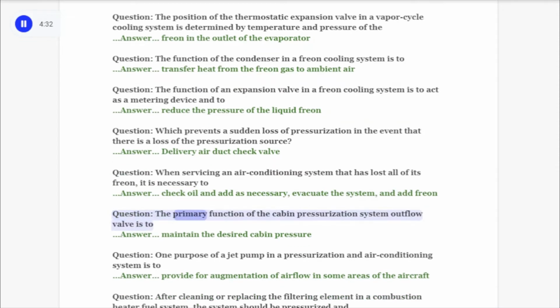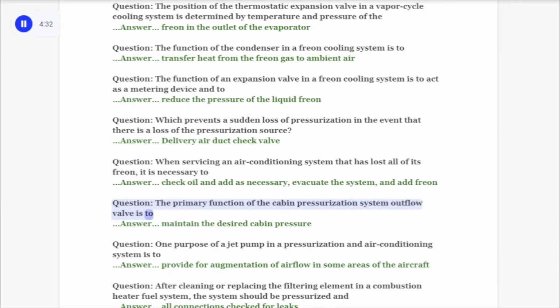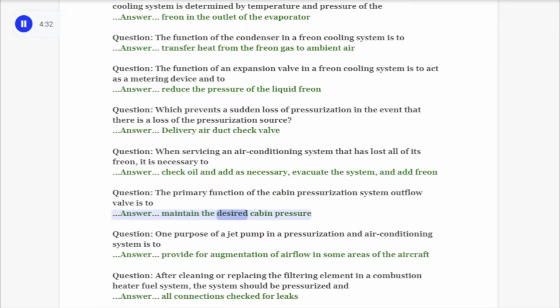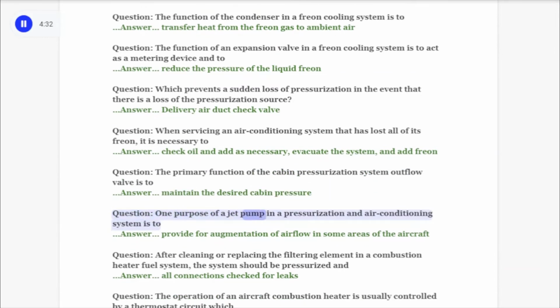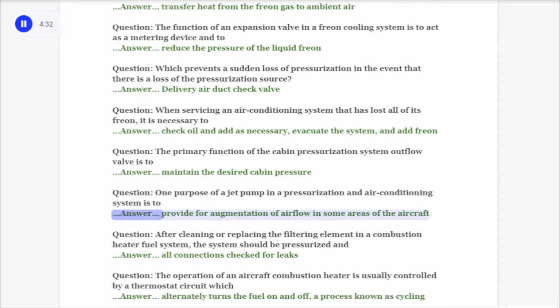Question: The primary function of the cabin pressurization system outflow valve is to answer: maintain the desired cabin pressure. Question: One purpose of a jet pump in a pressurization and air conditioning system is to answer: provide for augmentation of airflow in some areas of the aircraft.